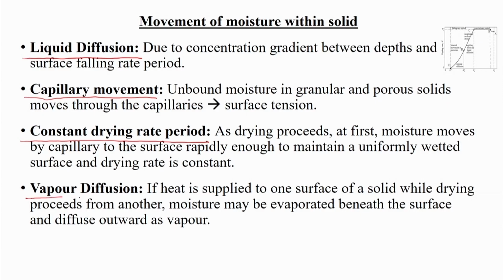And the fourth mechanism is vapor diffusion. If heat is supplied to one surface of a solid while drying proceeds from another surface, then moisture may be evaporated beneath the surface and diffuse outward as vapor. That is called vapor diffusion. So, on one side we are supplying heat, and from the other side the vapor will be coming out.